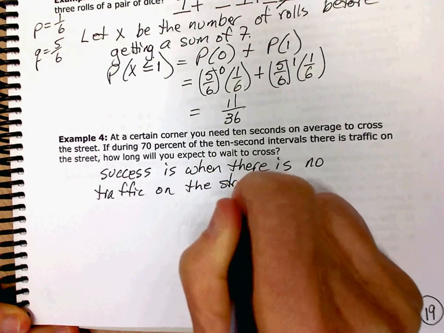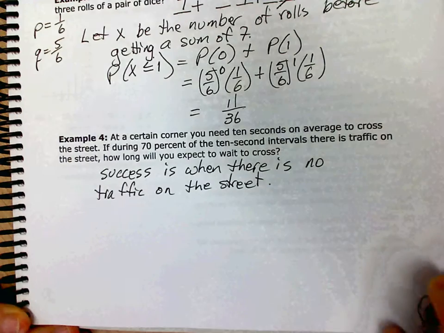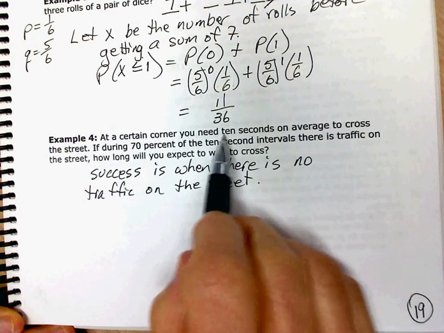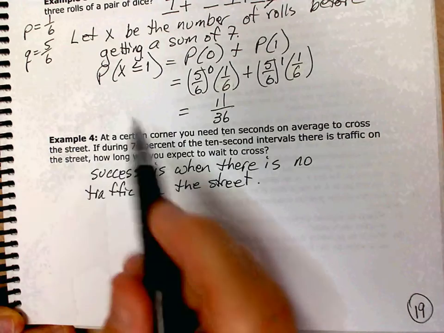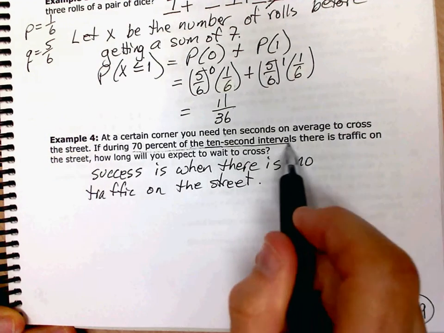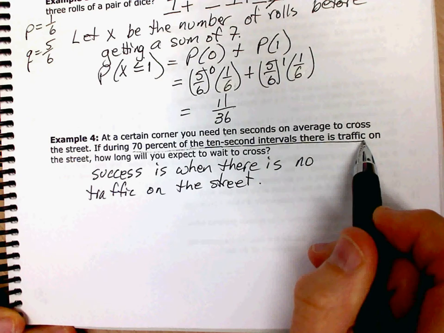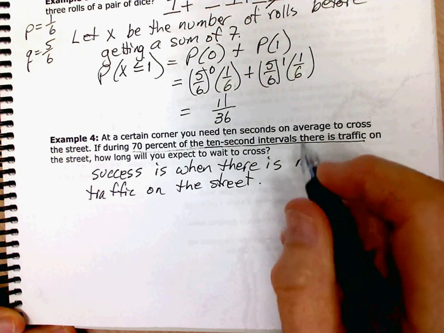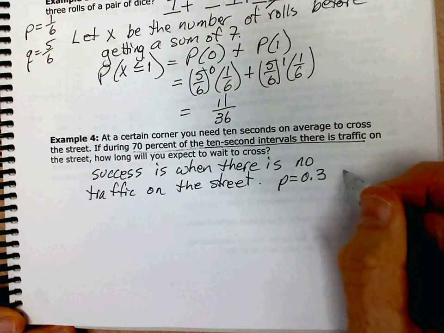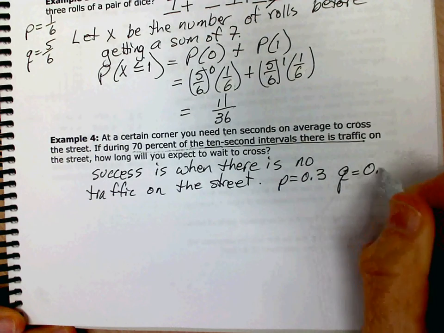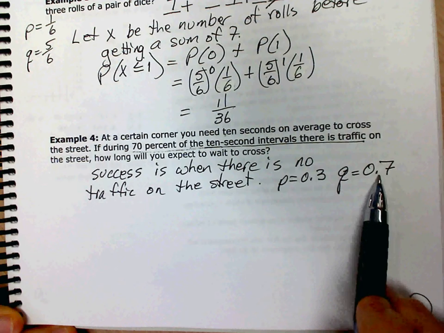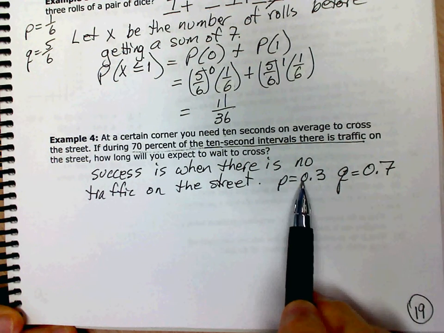Okay, so on a certain corner, you need 10 seconds on average to cross the street. 70% of the 10-second intervals, there is traffic on the street. So that means the probability of success is 0.3. The probability of failure is 0.7, right? Because 70% there is traffic, 30% there's no traffic. So that's our probability of success.